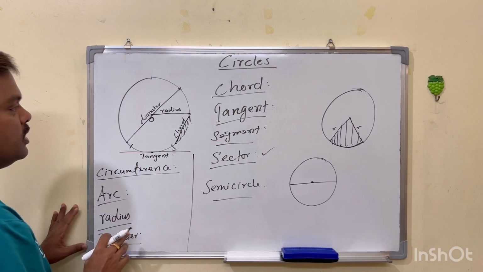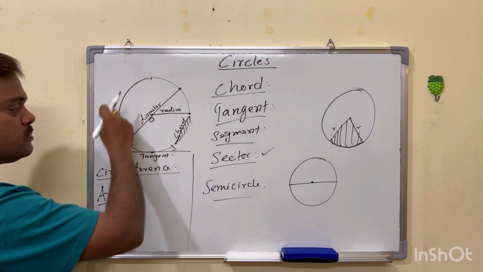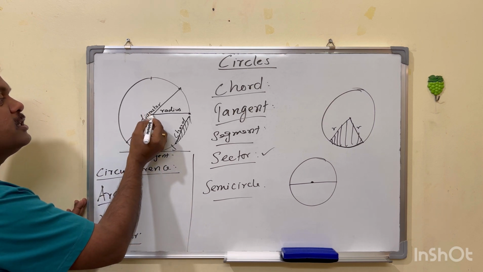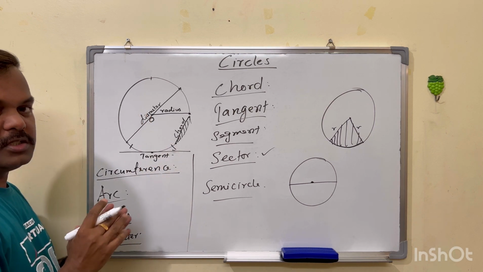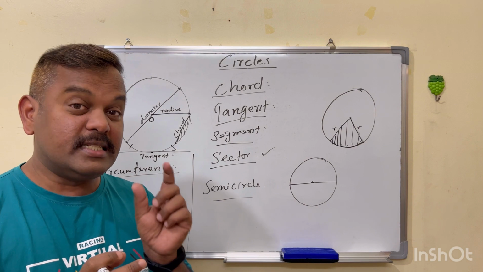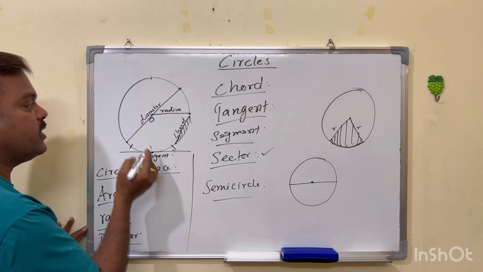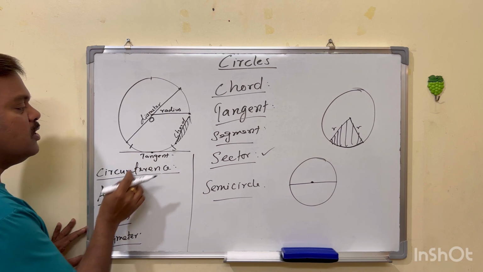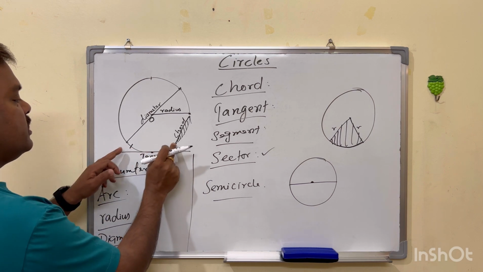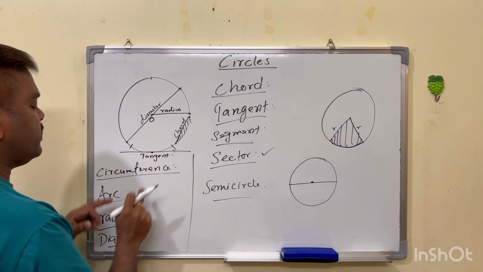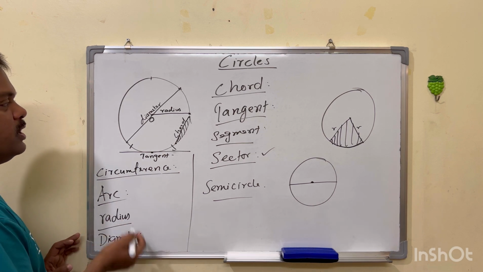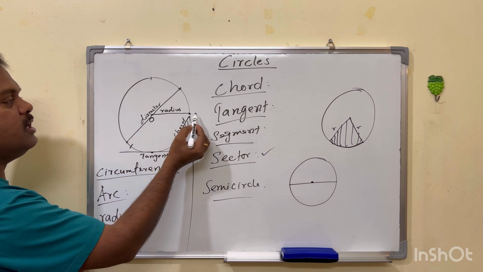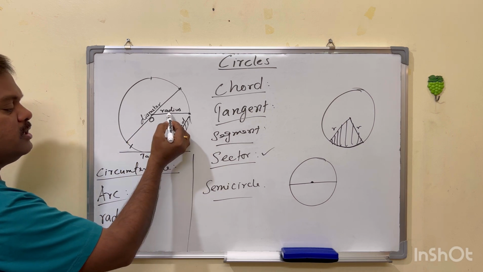First, what is a circle? A circle is a set of points equidistant from a fixed point. Usually we say the fixed point is the center of the circle, and the length around the circle is called the circumference. Arc: any part of the circumference is an arc. Then radius. The distance between the center of the circle and any point on the circle is called the radius.